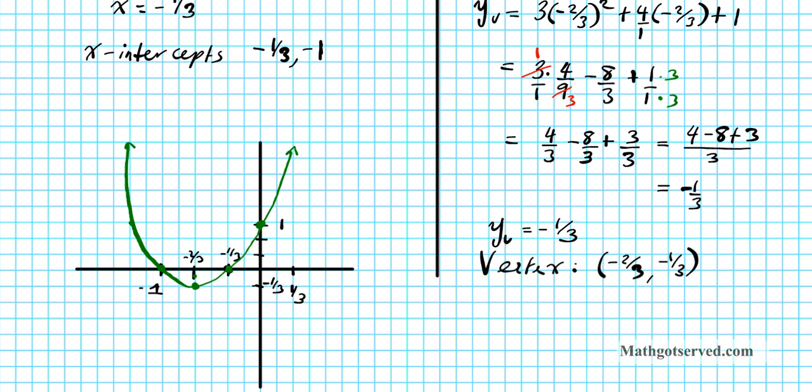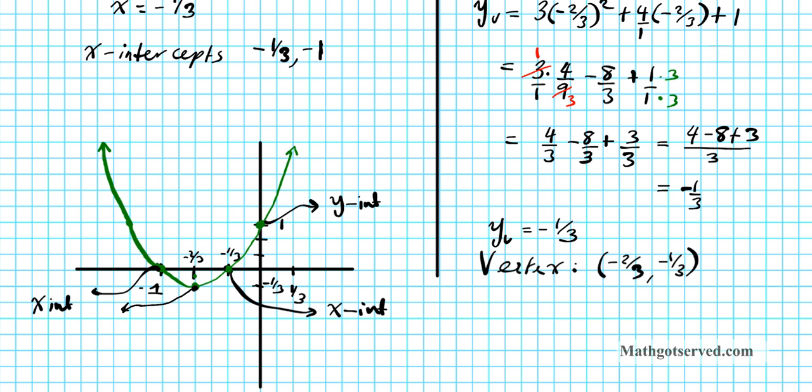Now let's go ahead and label our parabola. Start by labeling the intercepts. So this is your y-intercept. This value right here is your x-intercept, and then this is your other x-intercept right here, and this is your vertex. The vertex is negative 2/3 and negative 1/3.